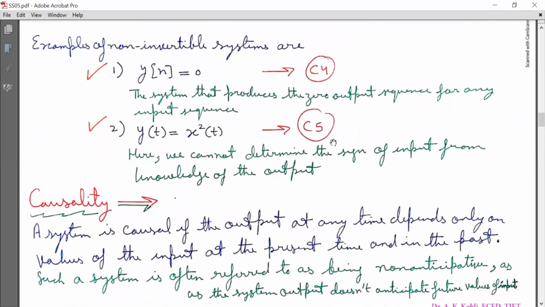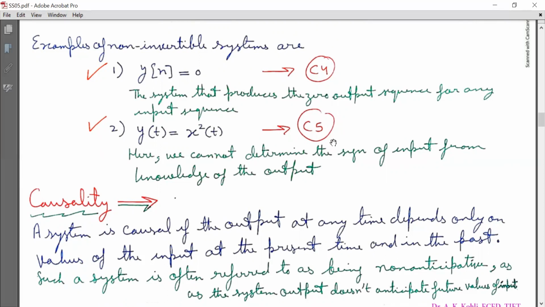Now the examples of non-invertible systems are, number 1, y[n] is equal to 0. Mark it as equation C4. This is the system that produces the 0 output sequence for any input sequence. This is a non-invertible system. Second example is y(t) is equal to x squared(t). Here we cannot determine the sign of input from the knowledge of the output. So these are two examples of non-invertible systems.